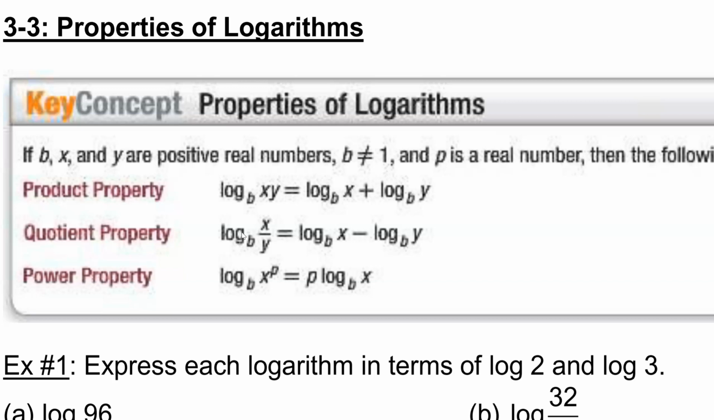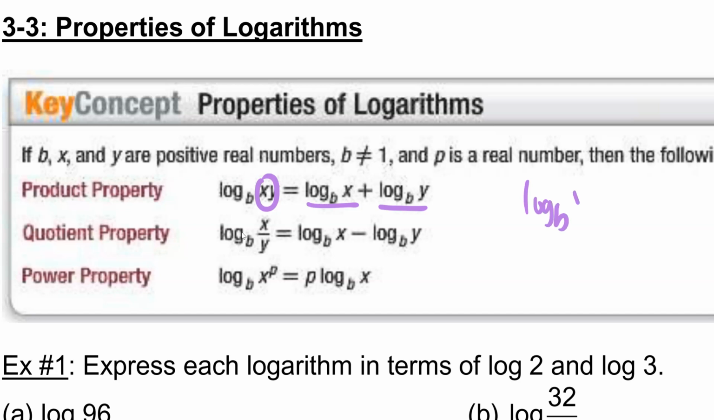So if you are taking the log of a product, right? This is talking about x times y. As long as what's inside is being multiplied, then you can split it as log base b of x plus log base b of y. Now, if you were taking log base b of x multiplied by log base b of y, that's not the same thing. The multiplication has to be inside the log, right? X times y has to be inside. This is where people mess up.